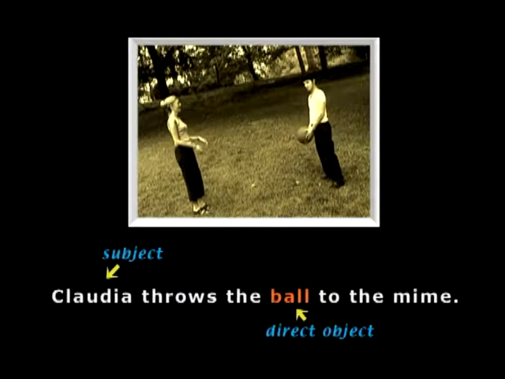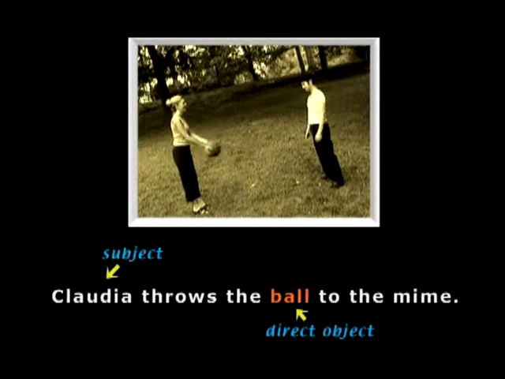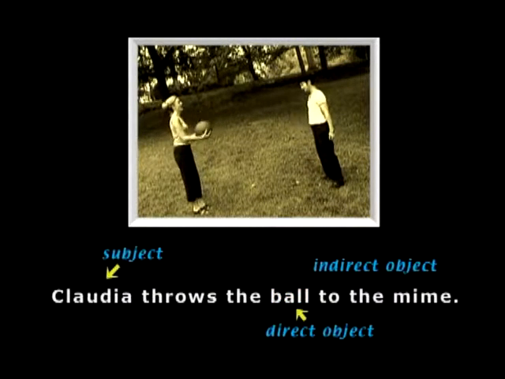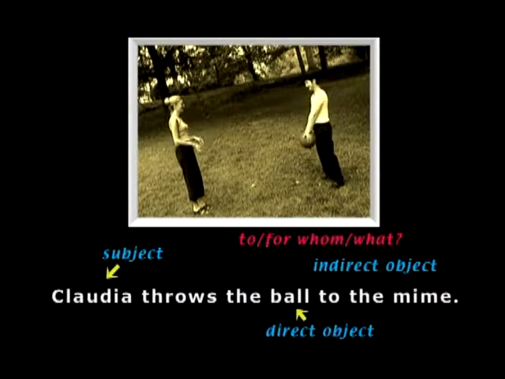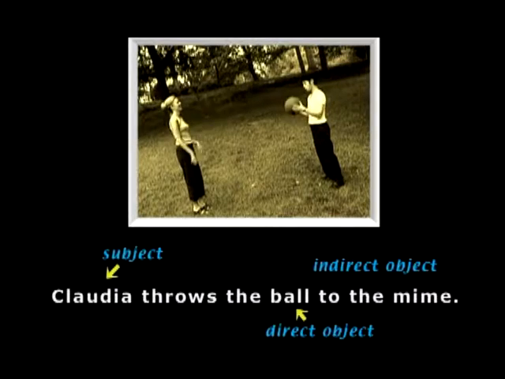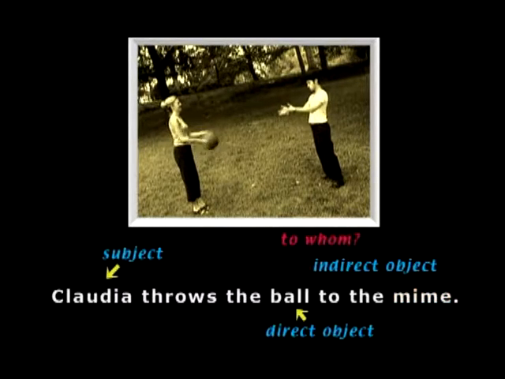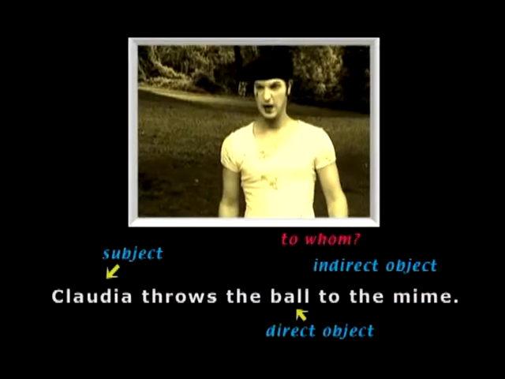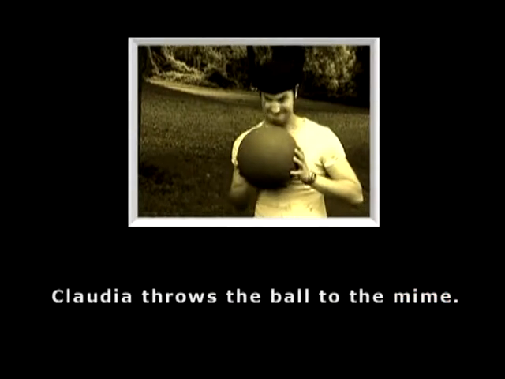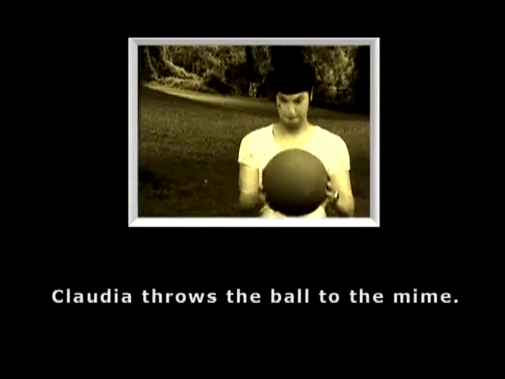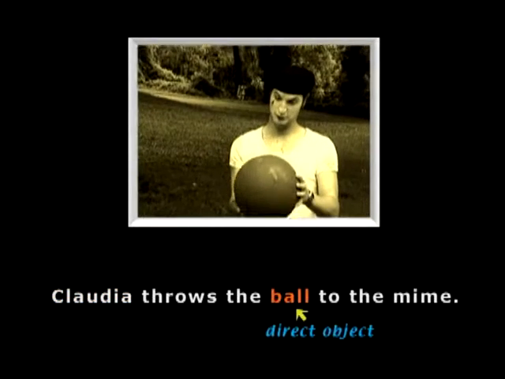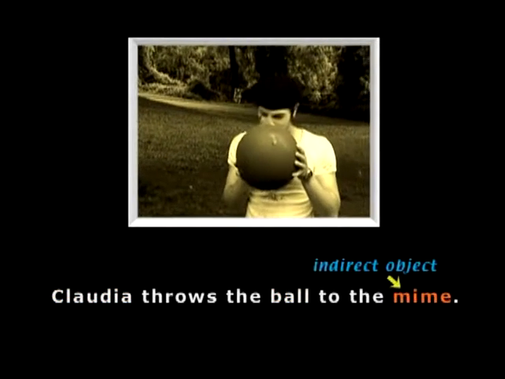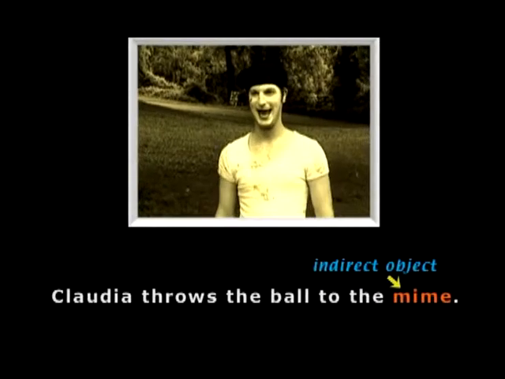While a direct object answers the question who or what, an indirect object answers the question to or for whom or what. So, in our sentence, the indirect object is the word mime. To whom is the ball being thrown? To the mime. So, in our sentence, Claudia throws the ball to the mime. Claudia is the subject, the ball is the direct object, and the mime is the indirect object.